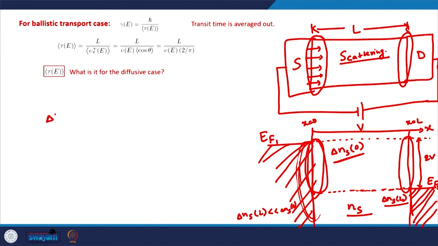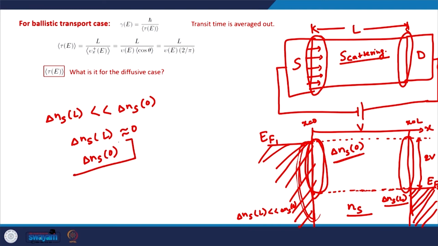So, delta Ns L, the excess electrons at the drain side, is extremely small as compared to the excess electrons on the source side, delta Ns 0. Or we can say that delta Ns L is almost equal to 0 when we compare this to the excess electron population on the source side. Ns is the sheet carrier density, the sheet charge density in the material. Okay. So, this is what we have.